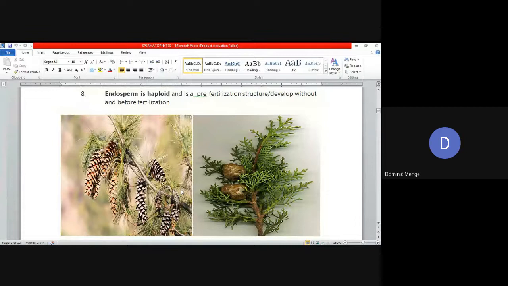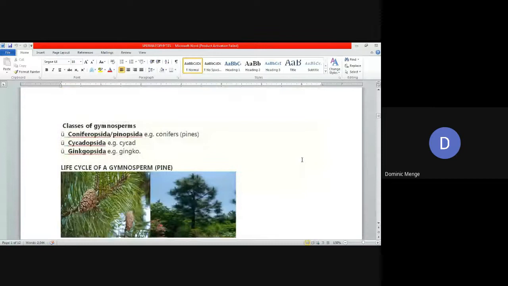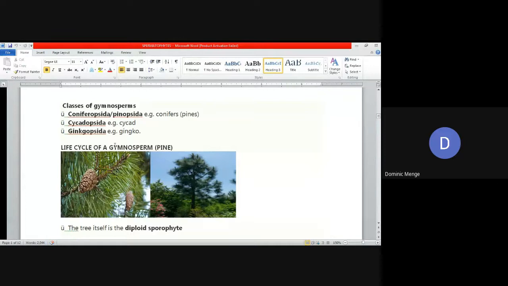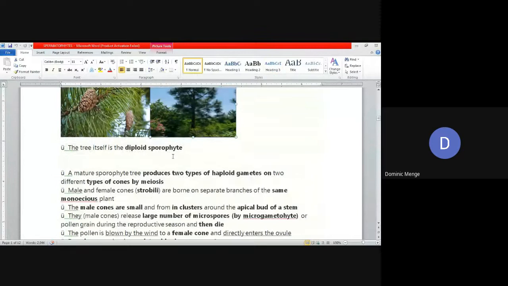We go back. We have given you examples. So we are saying we are moving to classes of gymnosperms. One of the classes very well elaborated is Coniferopsida, Pinopsida. Those are conifers or pines. Then we have Cycadopsida, cycads, and then ginkgos, which appear in the Ginkgopsida class of gymnosperms. Thanks, Kenneth, for informing members to mute their mics whenever they get into the class.